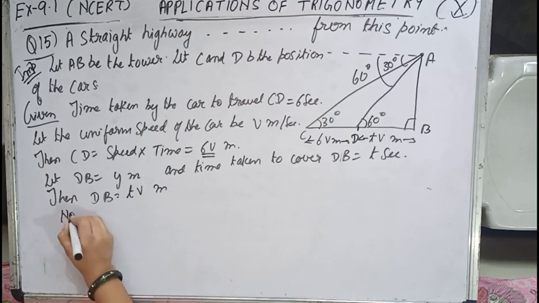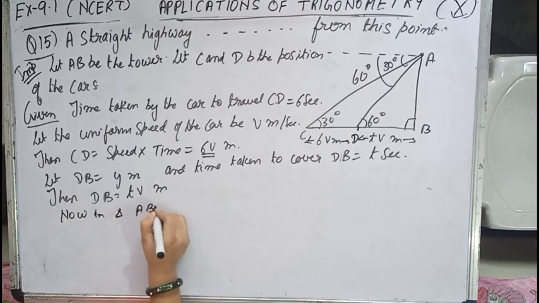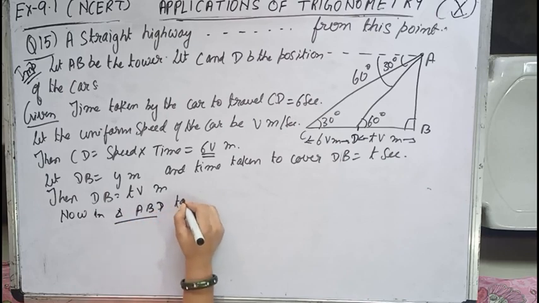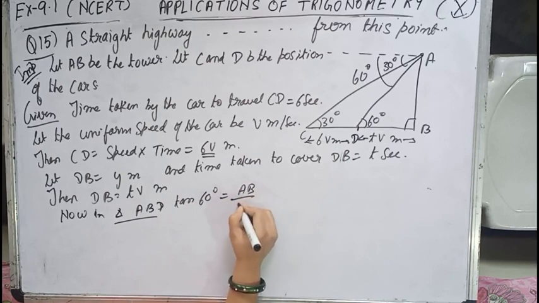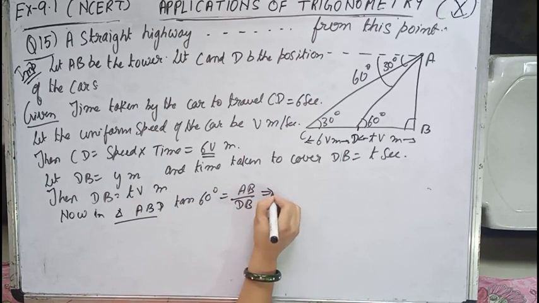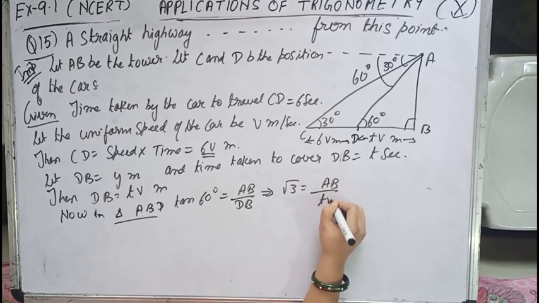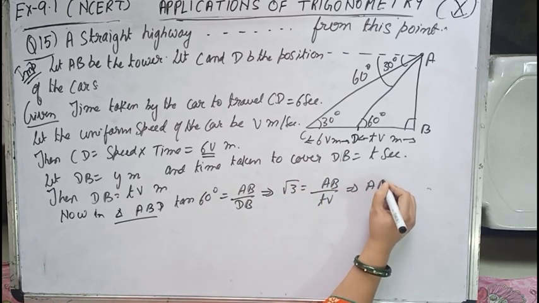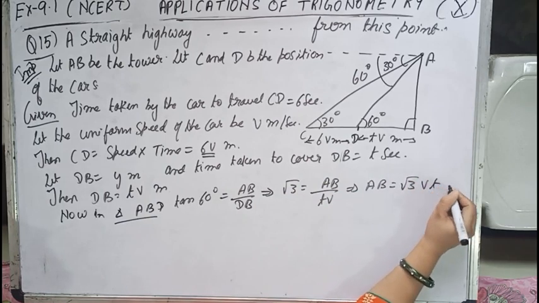Now in triangle ABD, tan of 60 degree equals AB by DB. This implies root 3 equals AB by VT. This implies AB equals root 3 into V into T.